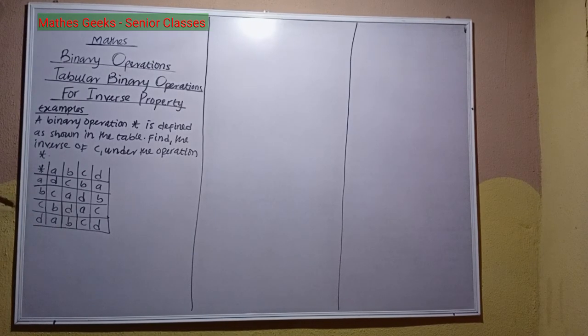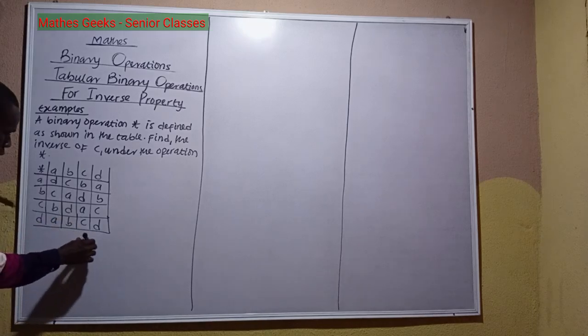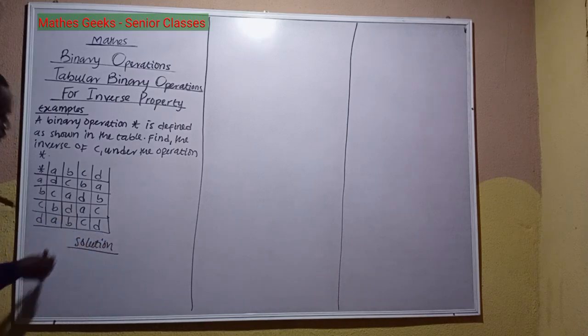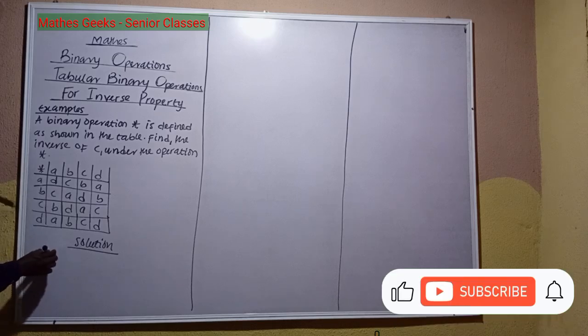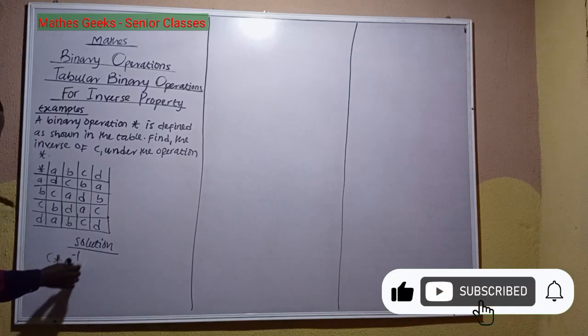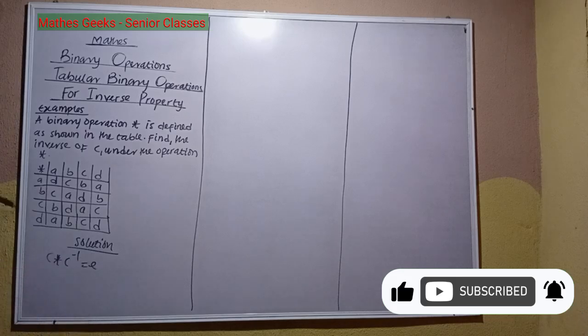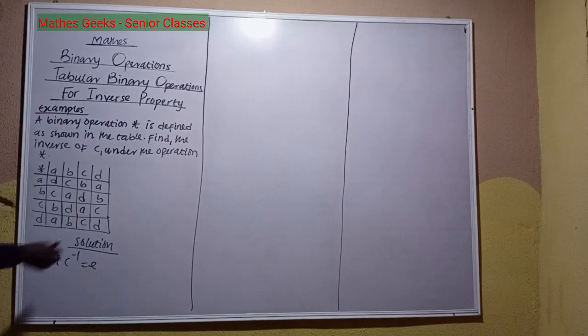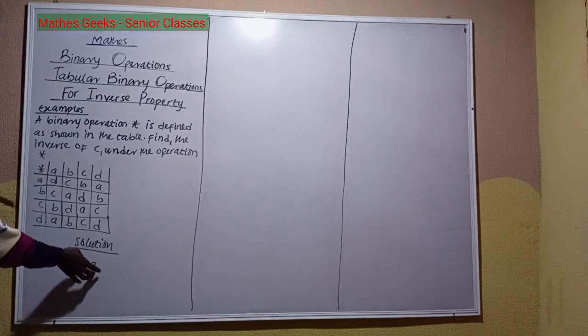A binary operation star is defined as shown in the table. Find the inverse of C under the operation star. We have to look for the inverse of C. So we have C operation C inverse is equal to E. That's the inverse property.